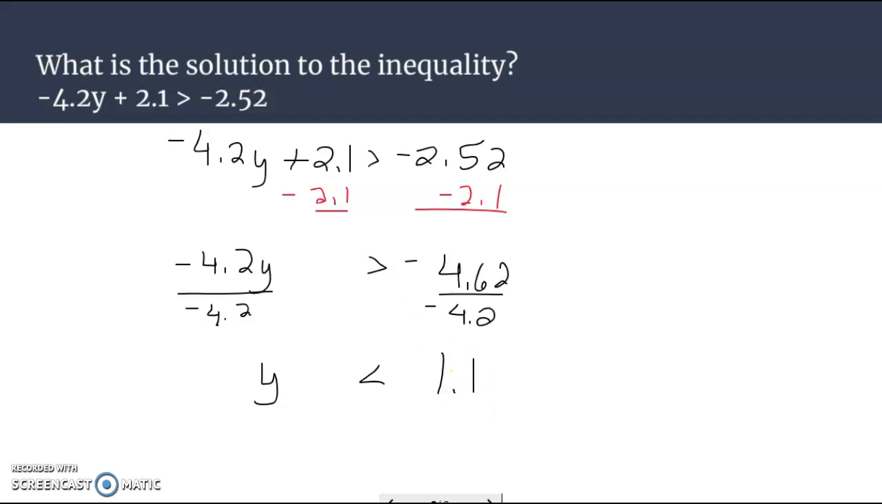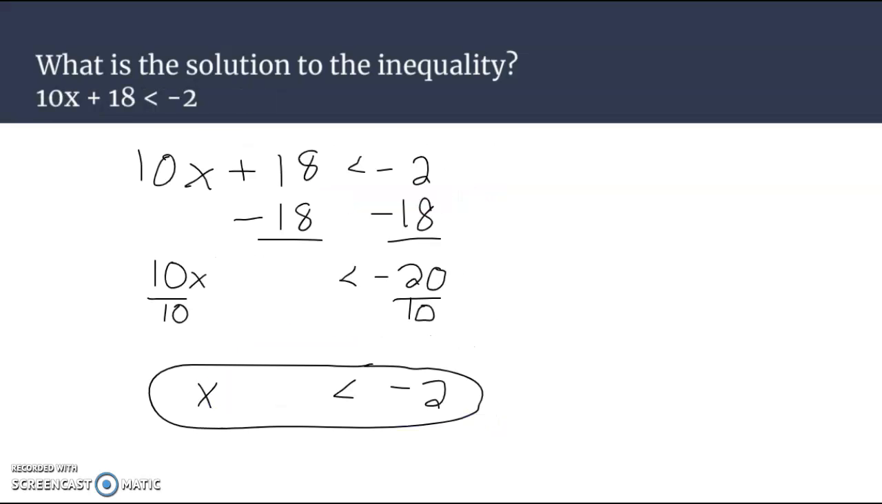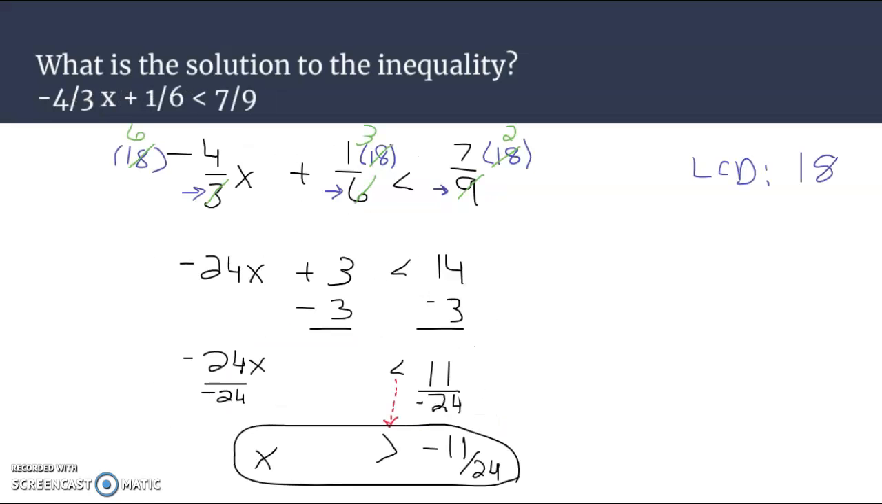Now notice it's positive because of these symbols. I got a negative over a negative. Y is less than 1.1. There you go. And then we have 3 examples. Just to review here, we had whole numbers, we had fractions, and we had decimals.